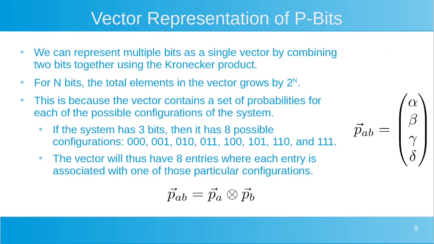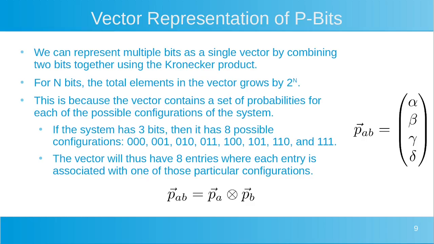Now this slide is basically a copy of the slide for the bit vectors, because you can do all the same things here with a p-bit vector. You can combine p-bit vectors for singular p-bits into a single big p-bit vector by combining them with the Kronecker product. And when you do it, each element of the p-bit vector then represents the probability associated with that particular configuration. If you look at the bottom, we combine the p-bit vector for p-bit A with the p-bit vector for p-bit B to get a combined p-bit vector AB.